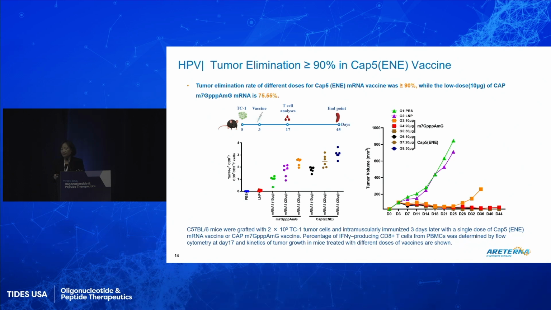One group is the mRNA capped with GAG. Those vaccines are given at 3 different dosage levels, 10 microgram, 20 microgram, 30 microgram. And the next group of data is mRNA capped with Cap5. So you can see the T cell response of Cap5 is a little better than the GAG. It's a lot better at the lower dosage level, like 10 microgram.